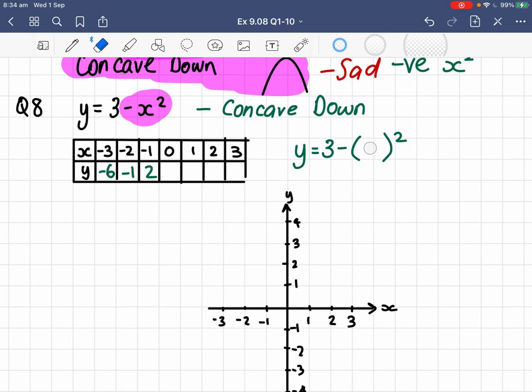Then we want to put 0 into our brackets in our calculator. So 3 minus 0 squared with brackets around it, we get the value 3. Then we put 1 where our x value goes. So 3 minus bracket 1 squared, we get the value of 2. Then we put the 2 in where the brackets are. So we have 3 minus bracket 2 squared, and we get the value of -1. And then we have 3 minus 3 squared in brackets and gets us a value of -6.